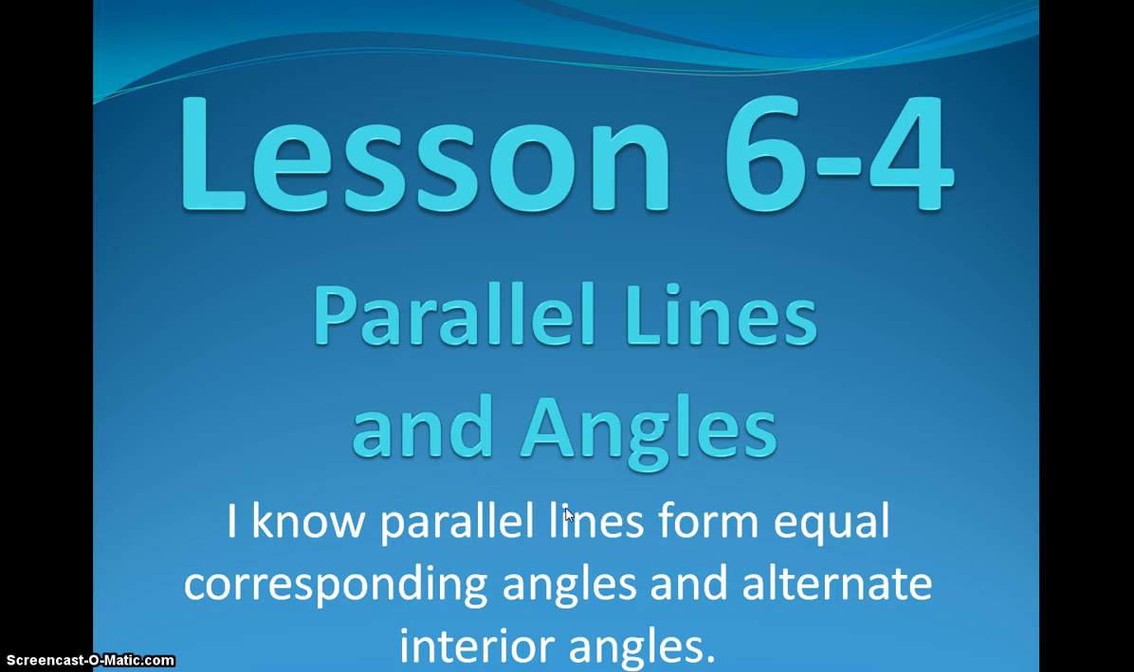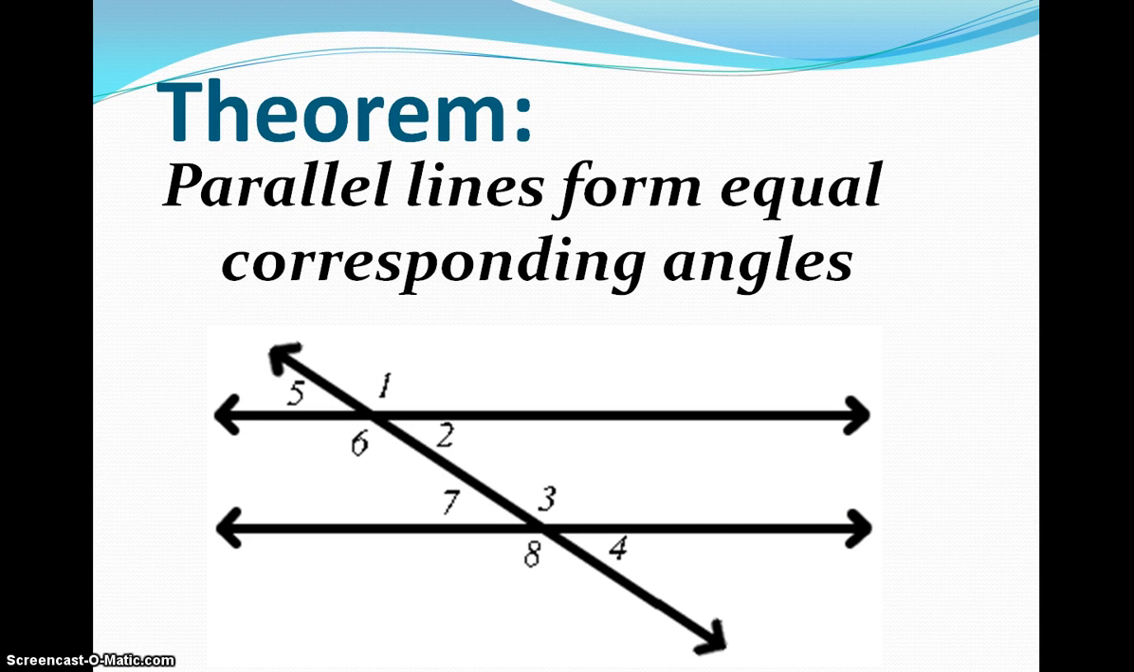Now I'm able to basically prove the reverse of that, the converse, as we should say. So some of these are going to look familiar, but again, it's just going from one direction to the next. So our first theorem for 6-4 is parallel lines form equal corresponding angles. Again, corresponding angles are those angles that are in the same exact position on this top line as they would be on the bottom line here. So 1 and 3, 2 and 4, 5 and 7, 6 and 8.